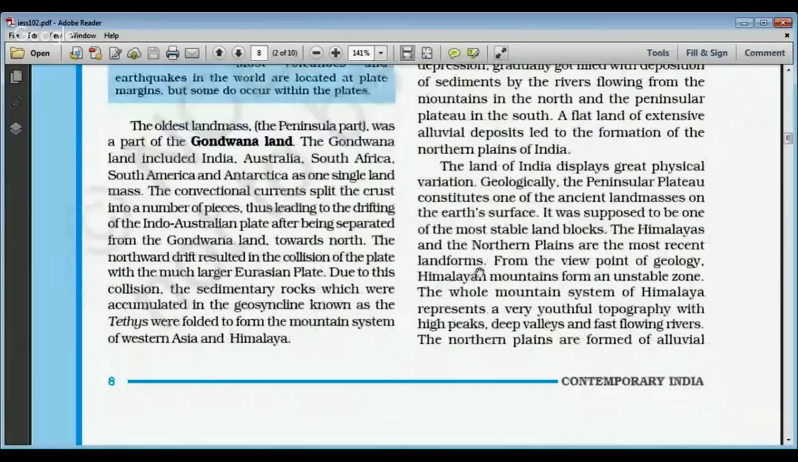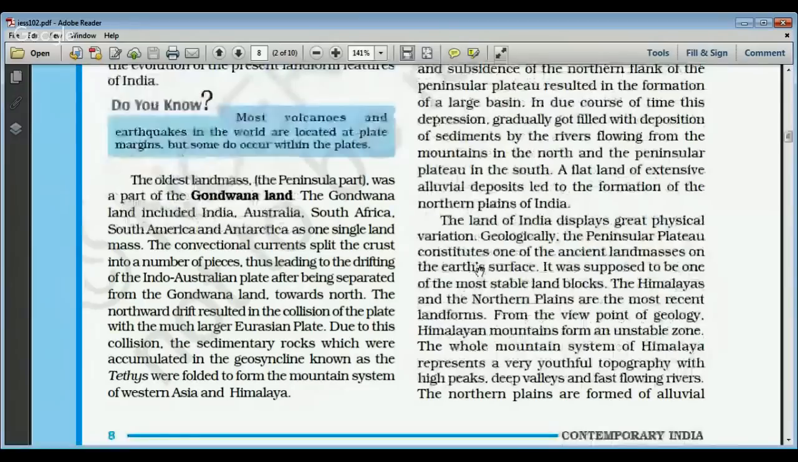The sedimentary rocks which had accumulated in the geosyncline known as the Tethys were folded to form the mountain systems of Western Asia and the Himalaya. So this is the process of formation of the Himalaya.